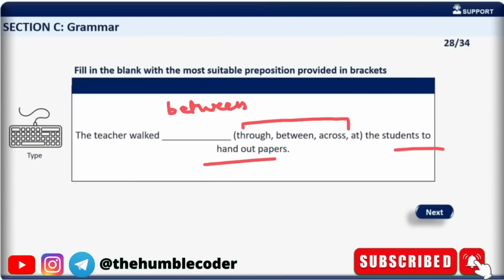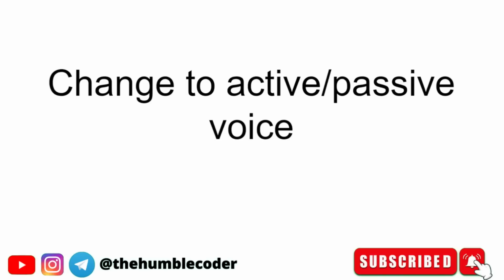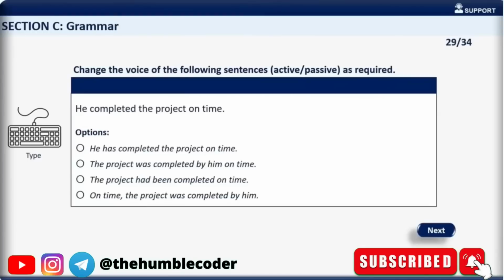Okay. Let's now move on to the next set of questions. In these types of questions, we need to change the voice of the sentence. The question will either be given to us in active voice and we need to convert it to passive voice, or vice versa, where the question will be given in passive voice and we need to convert it to active voice. Let's start looking at the first question.